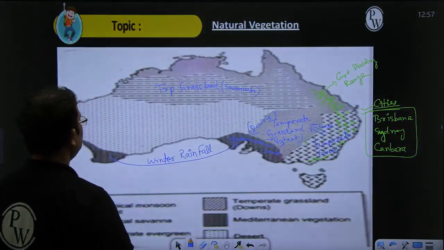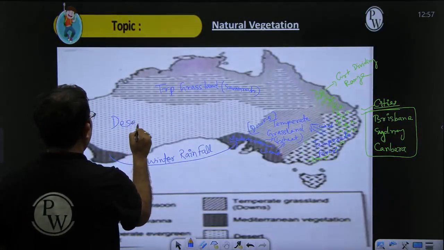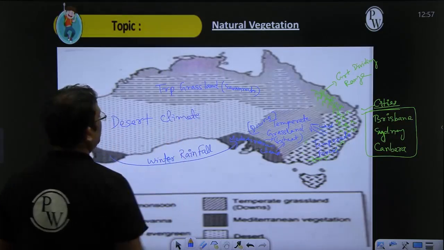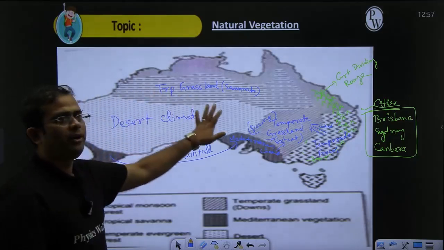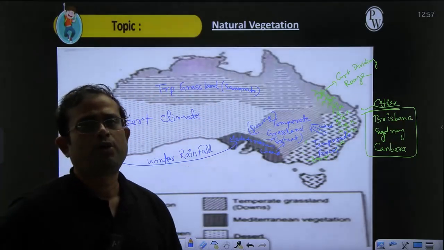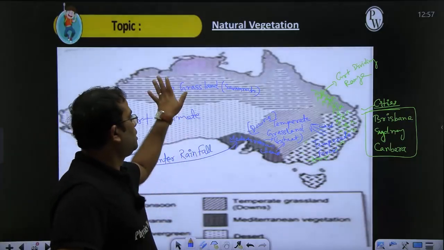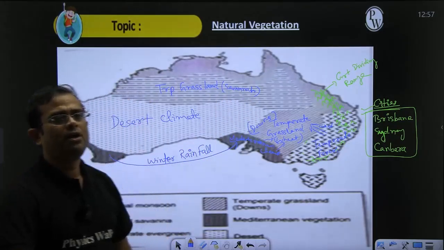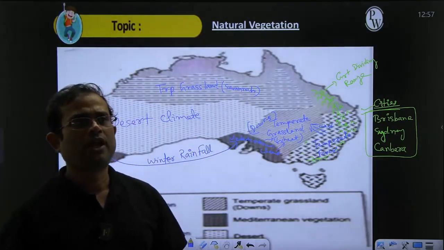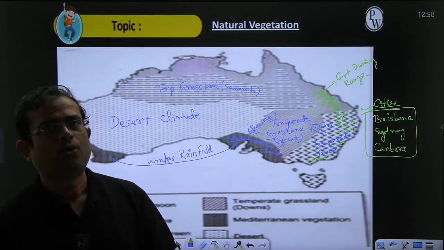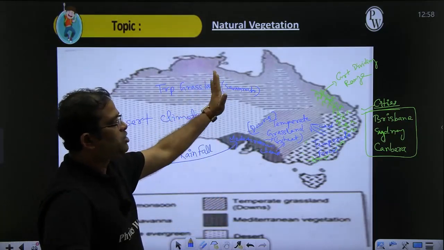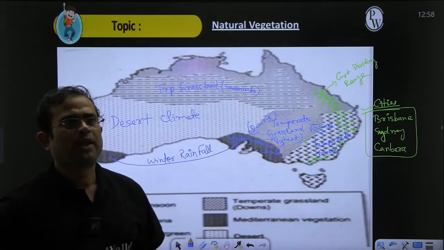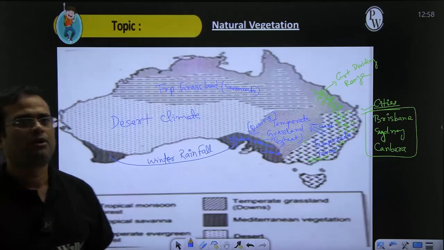This is completely your desert climate. If we compare the tropical savanna and desert, more than 50% or more than 60% of Australia is desert. Only the eastern or southeastern part of Australia is populated. Otherwise, Australia is almost a dry continent.